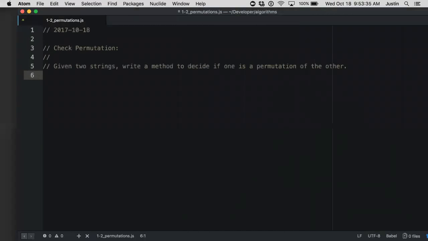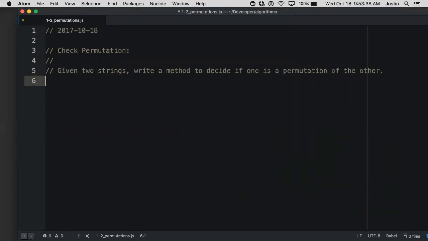So here's the challenge. Check permutation. Given two strings, write a method to decide if one is a permutation of the other. What does permutation mean? When you have two strings, they have the same length and the same letters, they just may be in different orders, right? Yep.